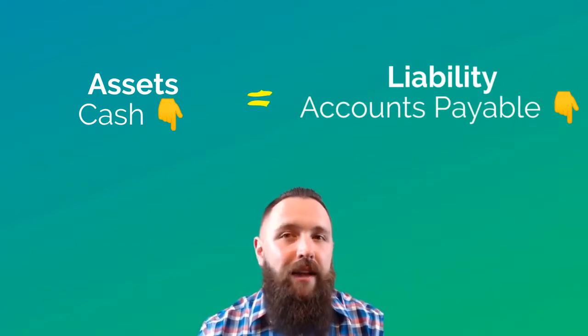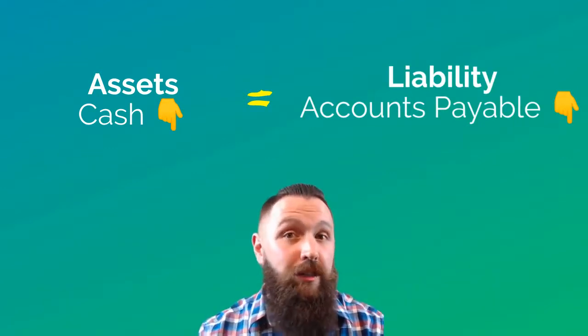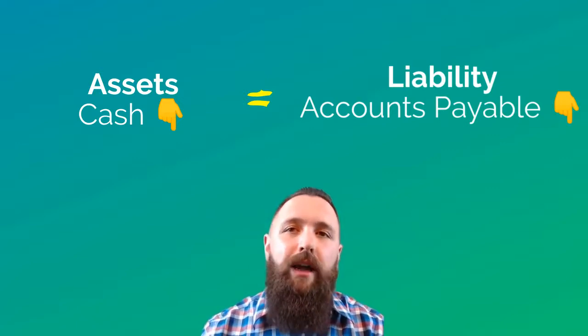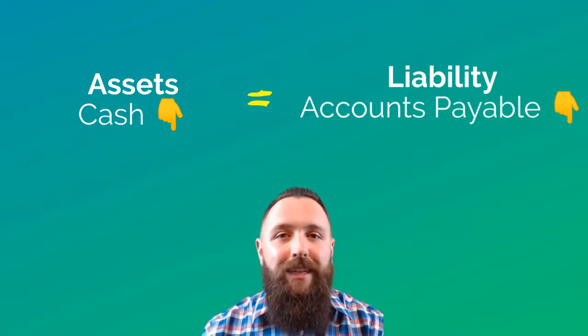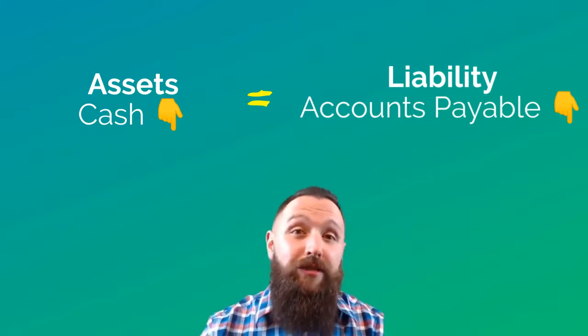We now have an asset on the left-hand side that's going down, which is cash, and a liability on the right-hand side going down, which is accounts payable. And the accounting equation is in balance. So that's very quickly 5 different accounting transactions and how they affect the accounting equation.